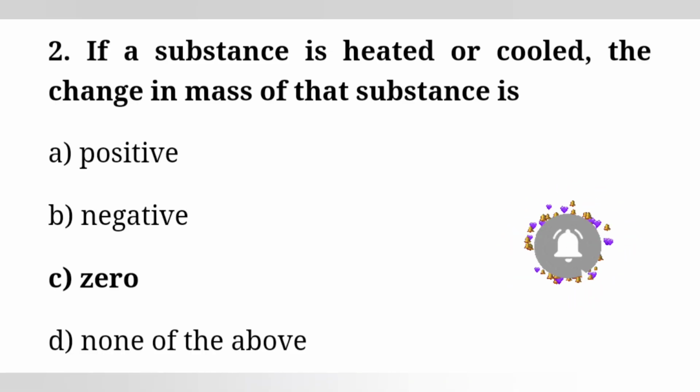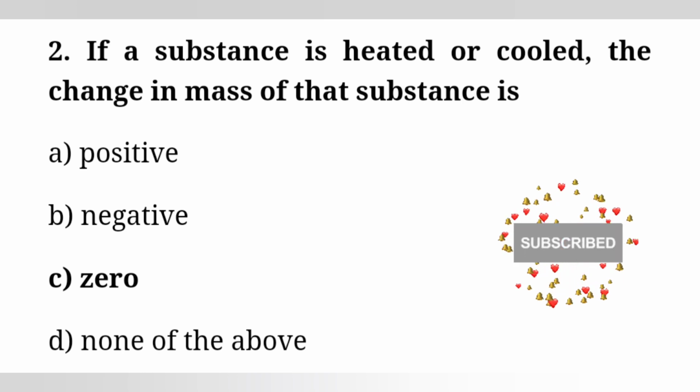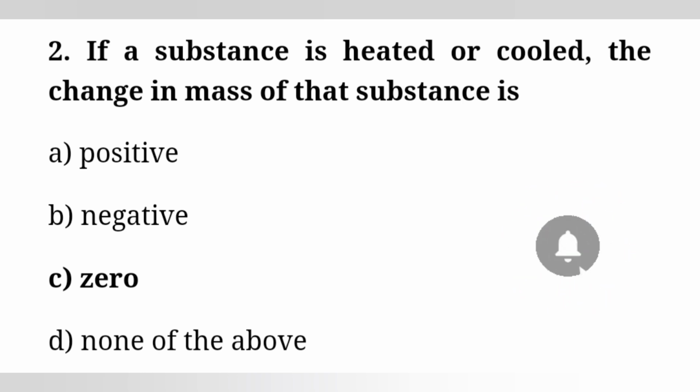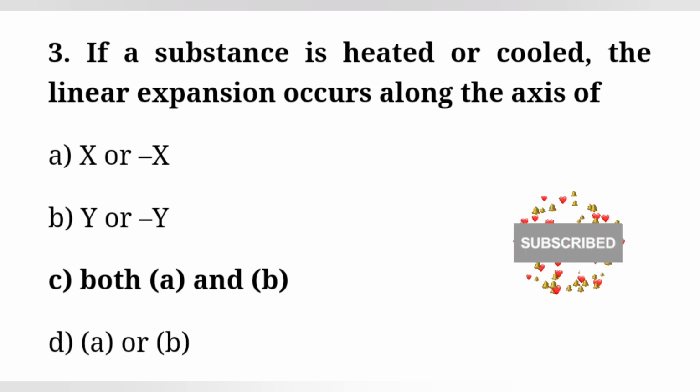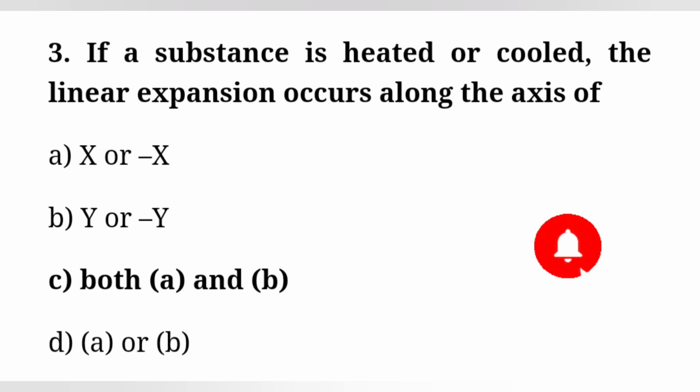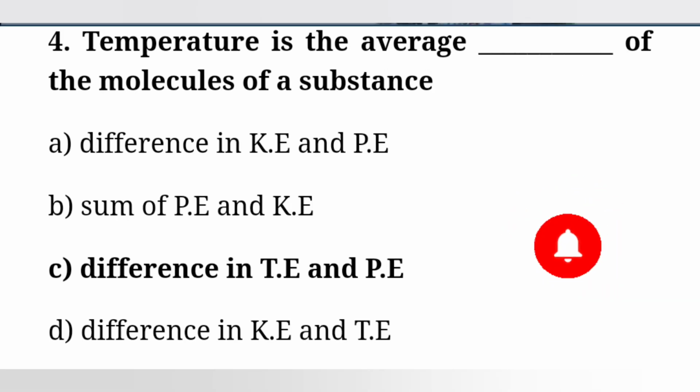Second one, if a substance is heated or cooled, the change in mass of the substance is, option C, answer, 0. Third one, if a substance is heated or cooled, the linear expansion occurs along the axis of, option C, both A and B. Fourth one, temperature is the average dash of the molecules of a substance. Option C, answer, difference in TE and PE.